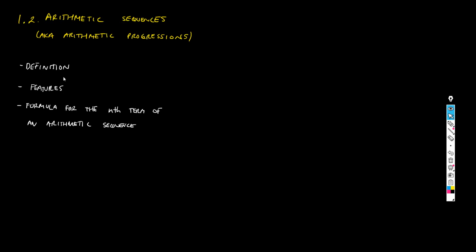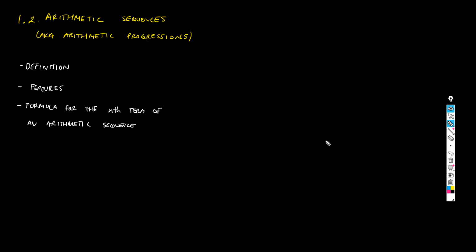We're going to start with very few concepts because of the power shortage that's happening right now, and I don't want to go too far ahead. So we're going to just look at these three things: the definition of this concept, all of its features or characteristics, and a specific formula. So let's start.